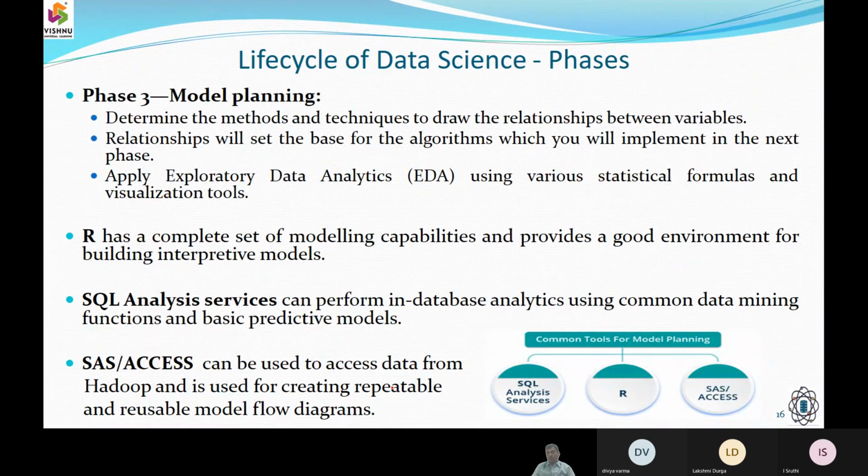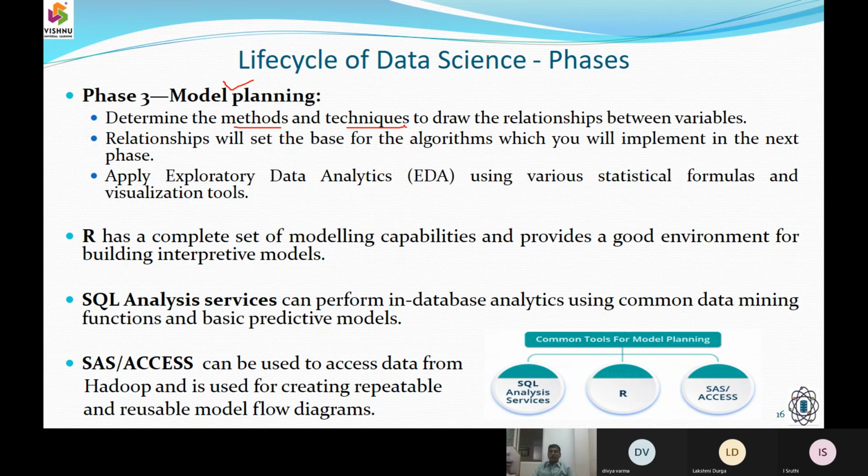After these two phases, we do have the third phase. What will be the third phase? In this third phase, we are going to call it model planning. In this model planning, the main intention is to determine what language I should use, what technique I should use, and what methods I should use.